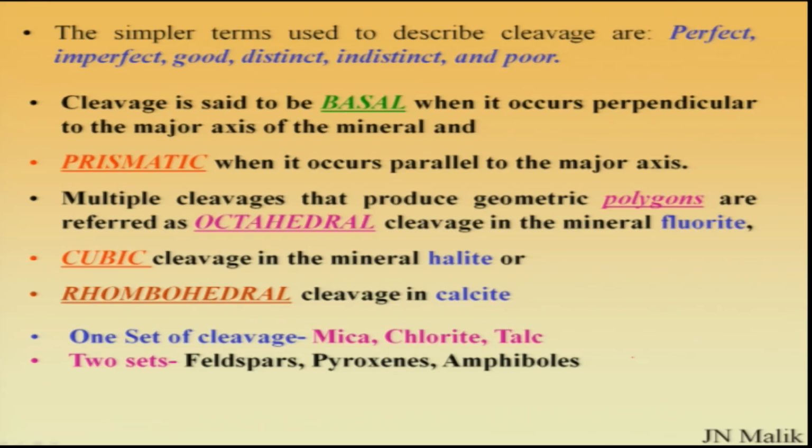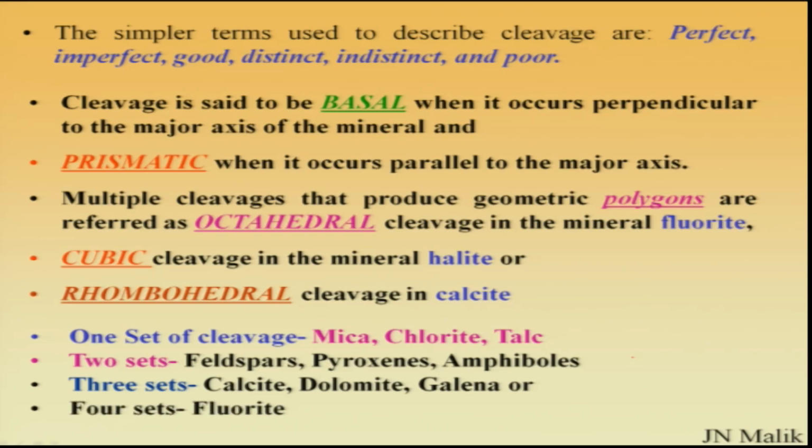This is another very important property to differentiate one mineral from another, apart from crystal shape and crystal form. Calcite and galena have 3 sets of cleavage. Cleavage is the plane along which the mineral will actually break. And fluorite has 4 sets.